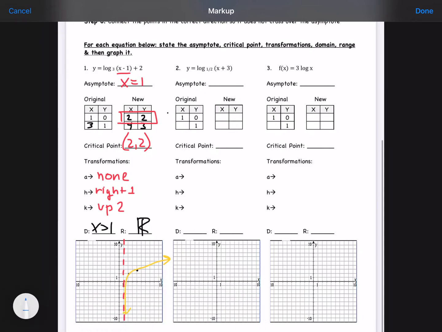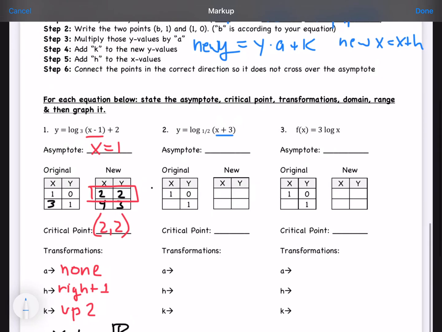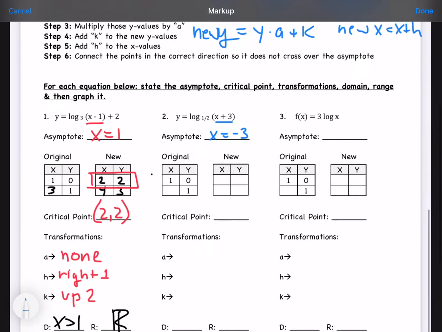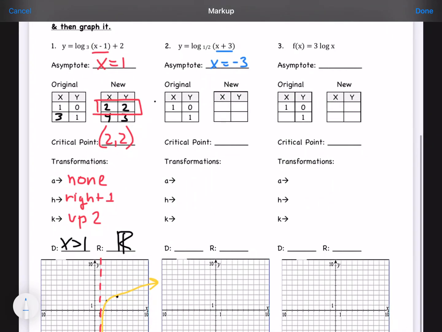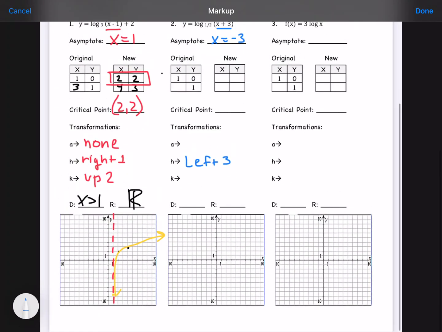All right, so number 2, y equals log base 1/2 of x plus 3. So remember, our asymptote goes with this. So x plus 3 means it is left 3. So that means our asymptote is x equals -3. So we're going to put that in first. Always jot the asymptote first.